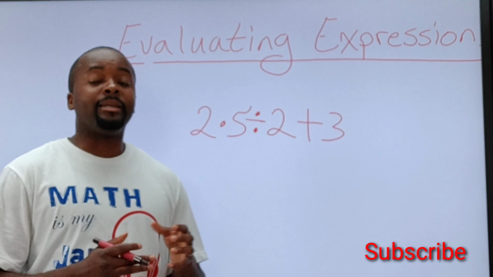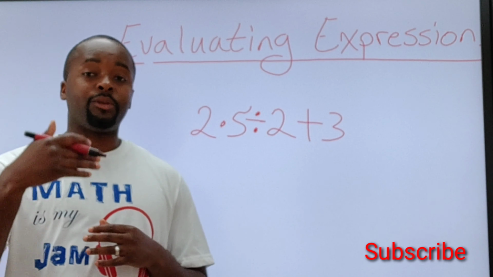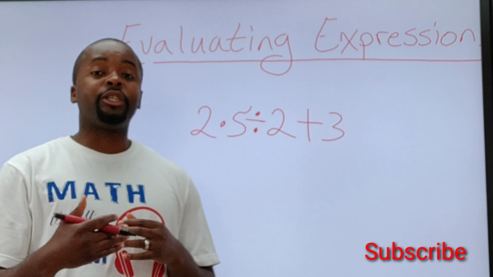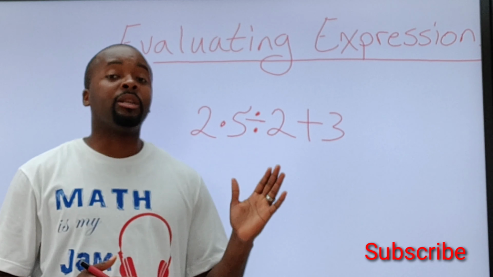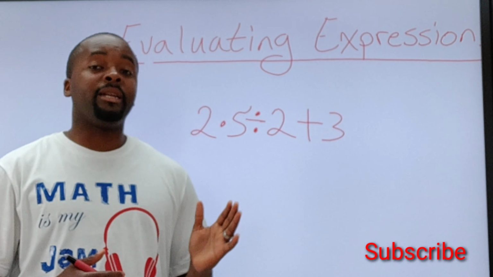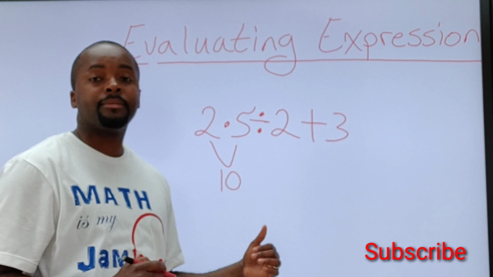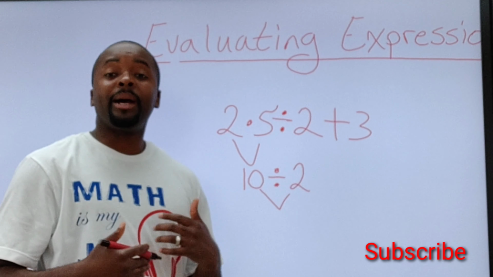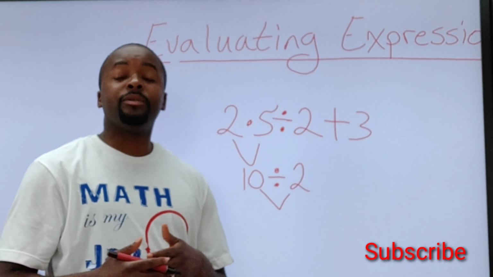So let's take a look at this. 2 times 5. In PEMDAS, we know multiplication and division come next. So we're going to do it in the order that it appears. 2 times 5 equals 10. Then we're going to bring down our division sign. We have 10 divided by 2. 10 divided by 2 is 5. And then we end up with 5 plus 3. And 5 plus 3 we know is equivalent to 8. We went in order from left to right. Pretty simple, huh? Okay, so this problem we're going to do the exact same way.